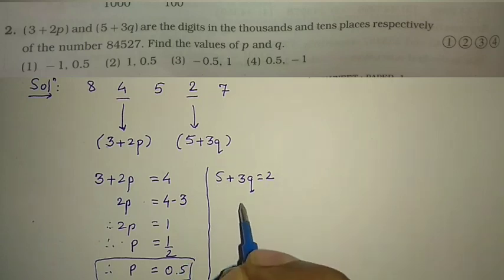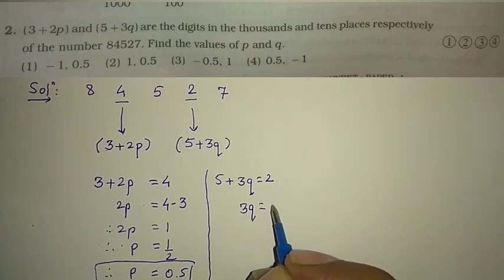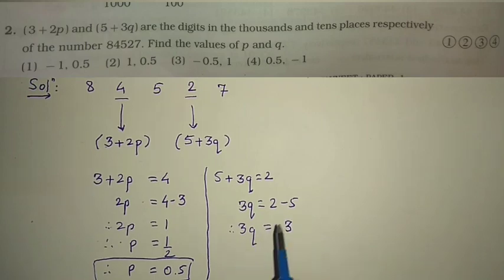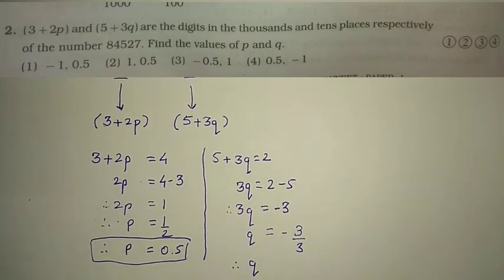Then 5 will go to this side, and it will become 3q equals 2 minus 5. Therefore 3q equals 2 minus 5. 2 minus 5 will not be positive, so 5 minus 2 is 3, and the sign of the greater number, 5, is minus, so the answer is minus 3. 2 minus 5 is minus 3. When this 3 goes to the other side, it goes in division, so it becomes minus 3 divided by 3. Minus 3 divided by 3 is minus 1. Therefore q equals minus 1.